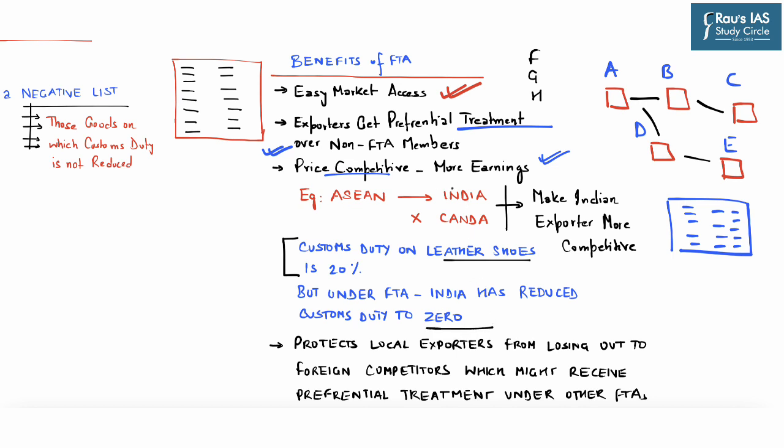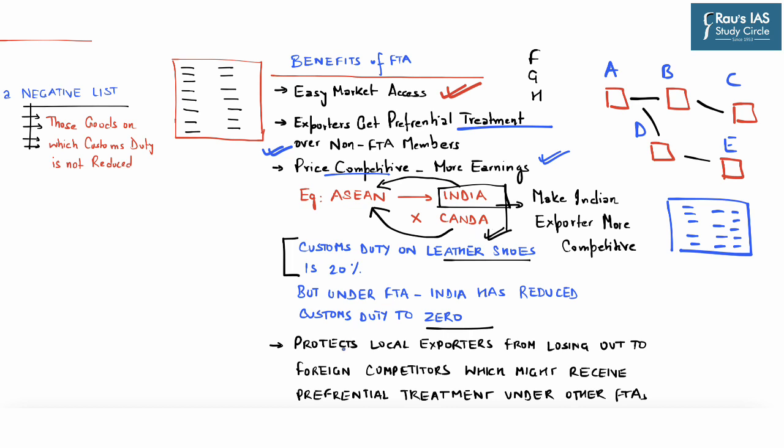So Indian exporters who are exporting leather shoes to ASEAN countries will export under 0 customs duty, or no customs duty, whereas exporters of leather shoes from Canada will export their leather shoes to ASEAN countries under a higher tariff, or a higher customs duty. So this makes the Indian exporters of leather shoes more price competitive as compared to the exporters of leather shoes from Canada, and this also gives more earnings to the Indian exporters.